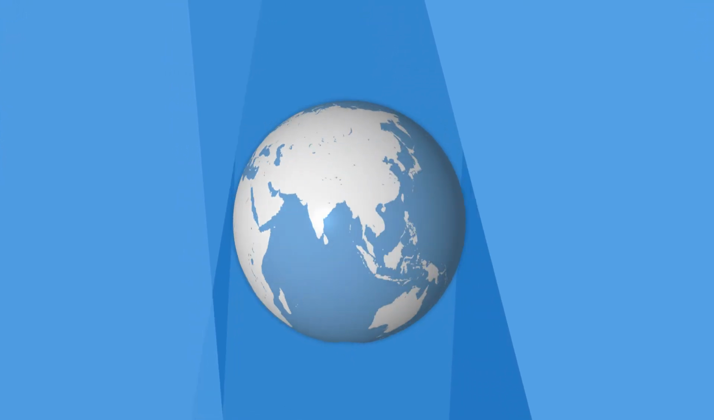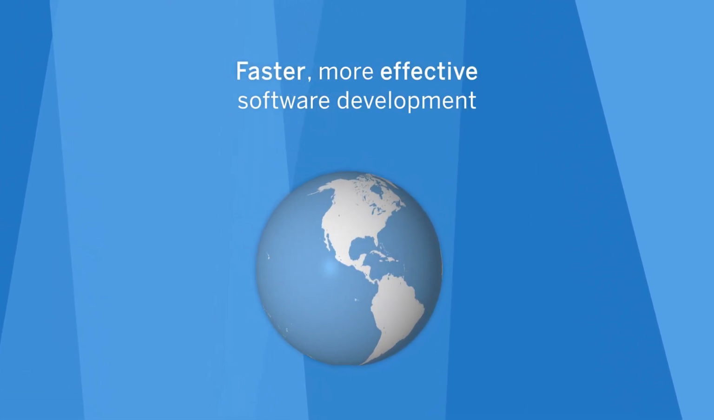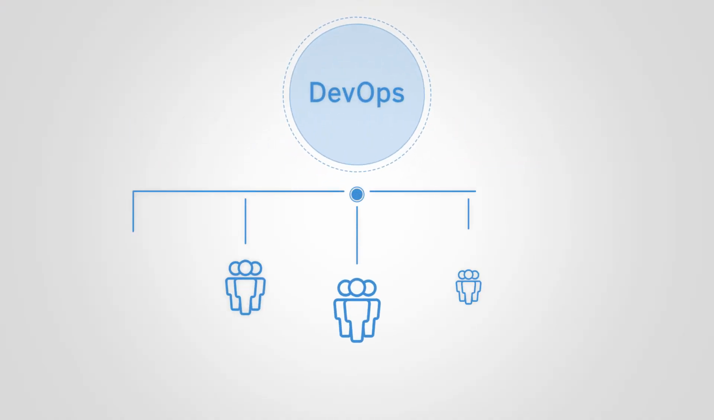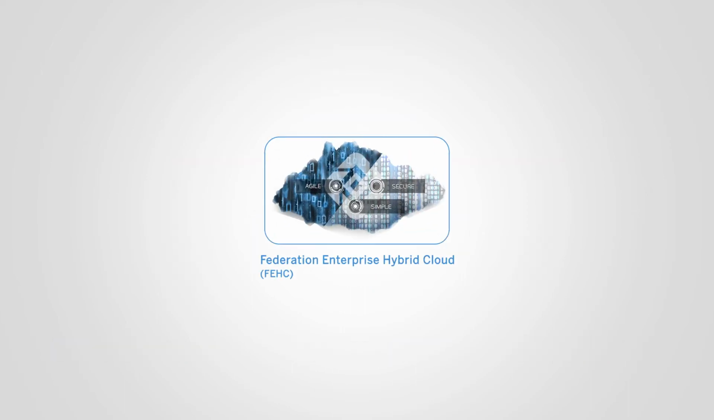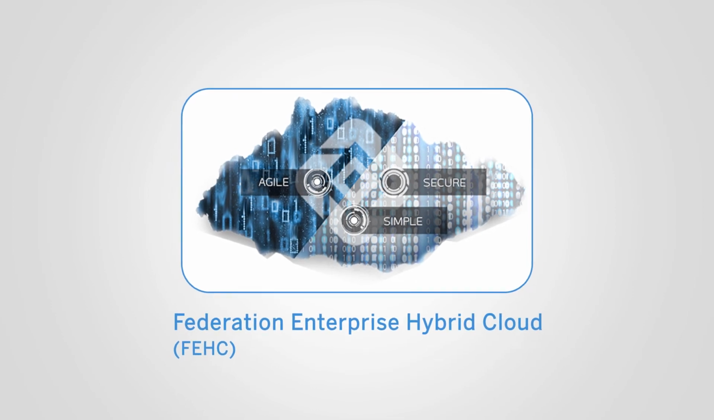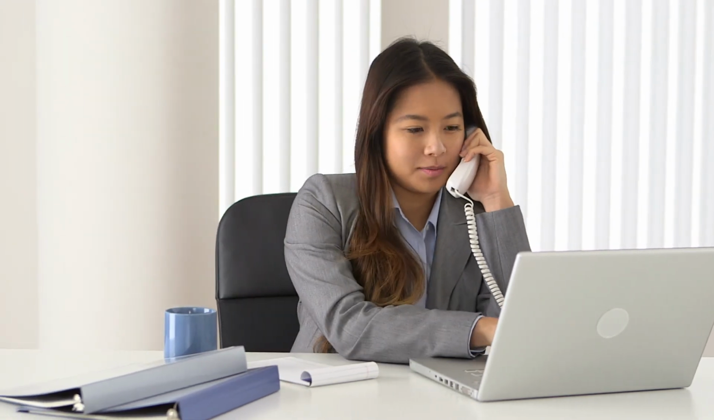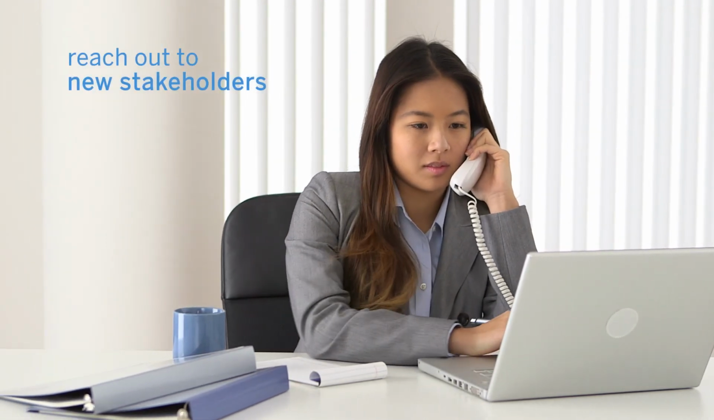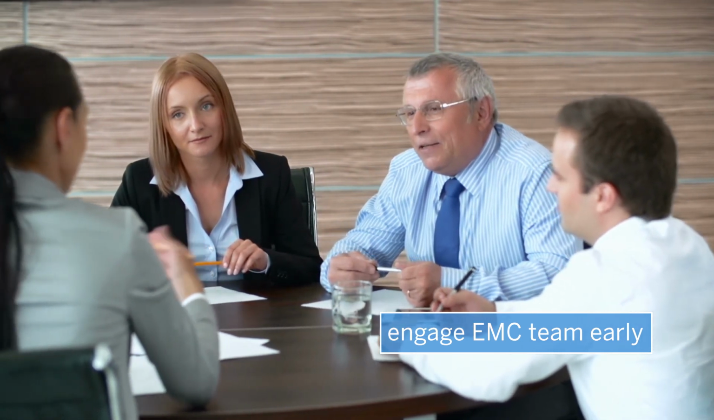The world is changing rapidly, and a new approach to faster, more effective software development is required to keep up. DevOps is an organisational change that creates a small team with responsibility for development, deployment and operating tasks. To achieve this transformational change, a highly automated platform is required. This is where the EMC Federation can engage with offerings like the Federation Enterprise Hybrid Cloud. To find these opportunities within your accounts, identify and reach out to new stakeholders outside of the traditional IT organisation, and engage the EMC Federation team early in the sales cycle to maximise your effectiveness closing every opportunity.